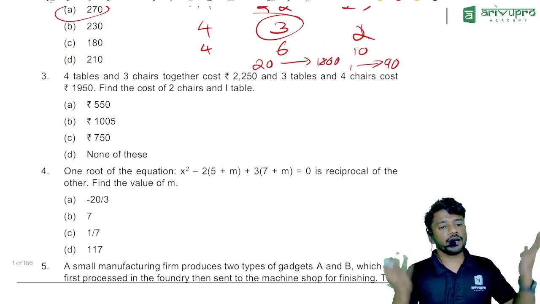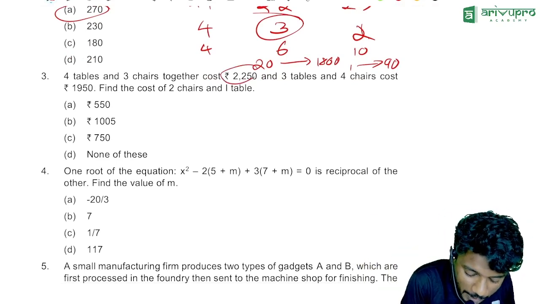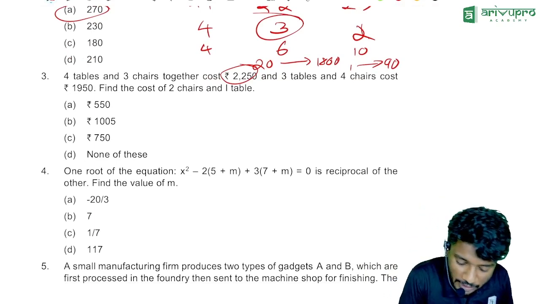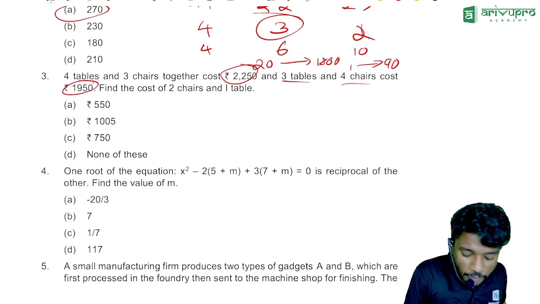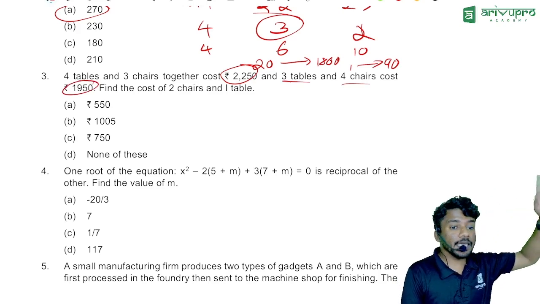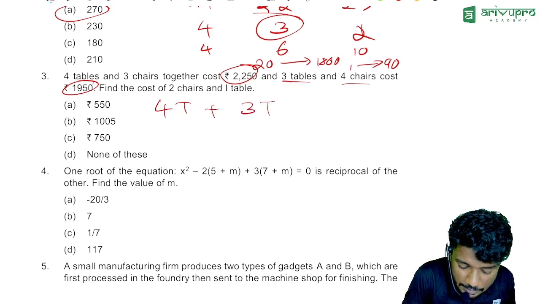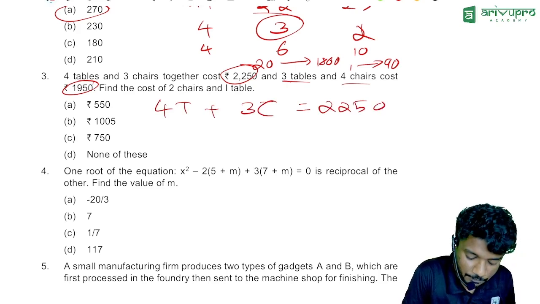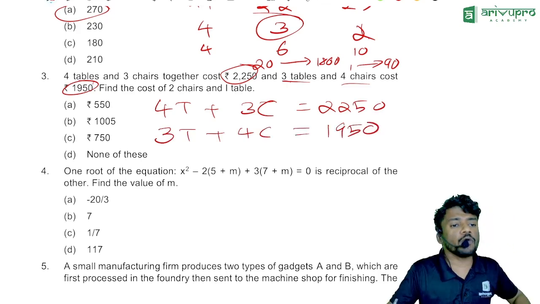Look at this. Our own thing. 4 tables and 3 chairs cost 2250. 3 tables and 4 chairs cost 1950. Find the cost of 2 chairs and 1 table. So 4 tables plus 3 chairs is 2250. Then 3 tables plus 4 chairs is 1950. How will you solve it?